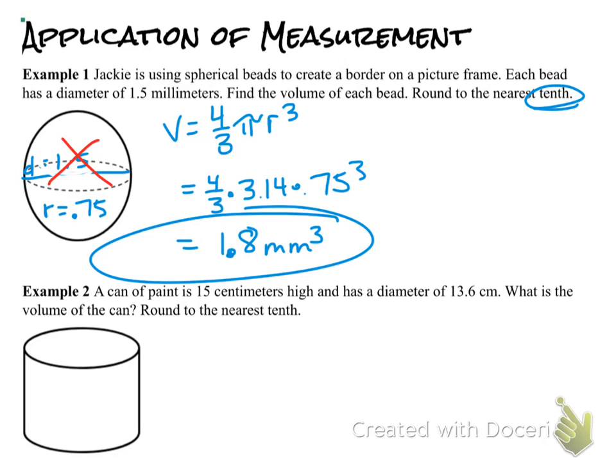All right. So second example, we have a can of paint. It is 15 centimeters high and has a diameter of 13.6. And so what is the volume? A lot of times they'll say what is the volume, what's the surface area, but if they don't, sometimes you're going to have to determine that. It's 15 centimeters high and the diameter is 13.6, and that makes the radius 6.8. That's taking 13.6 and dividing it by 2. I might need both or might need one or the other, so I'm going to make sure.